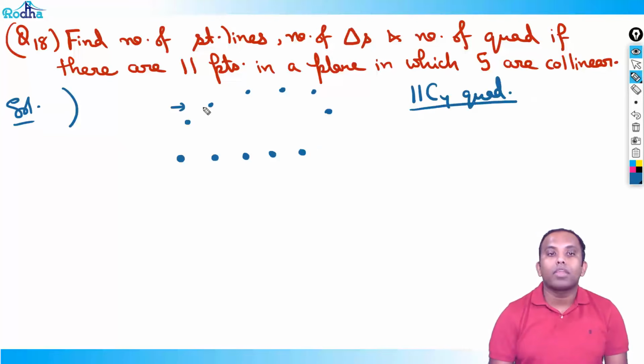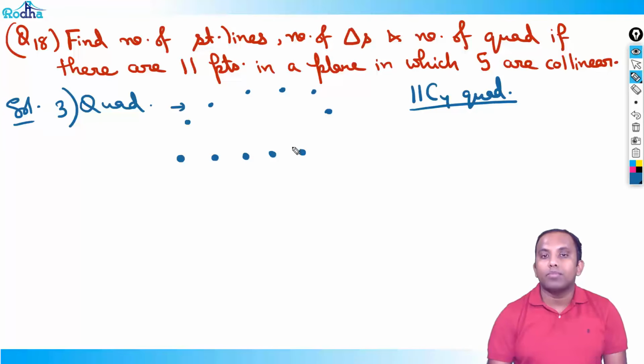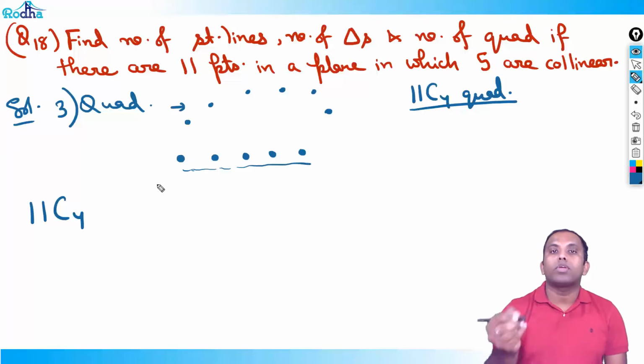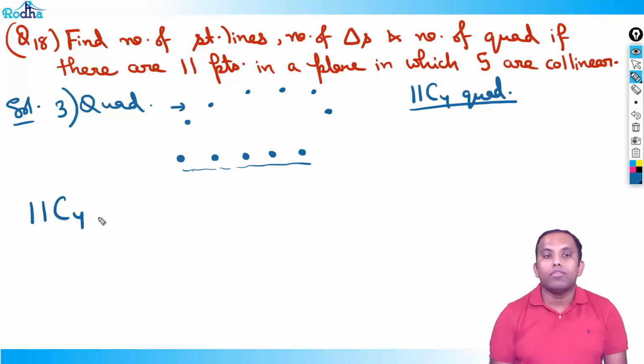But in this case, for this third question on quadrilaterals, 5 points are collinear. Again, same thing, but one extra punch is here, right? From these 11C4 quadrilaterals, I should subtract these 5 collinear points. This 11C4 includes this 5C4 also, but 5 points in a straight line will never give me a quadrilateral. So 11C4 minus 5C4, right?